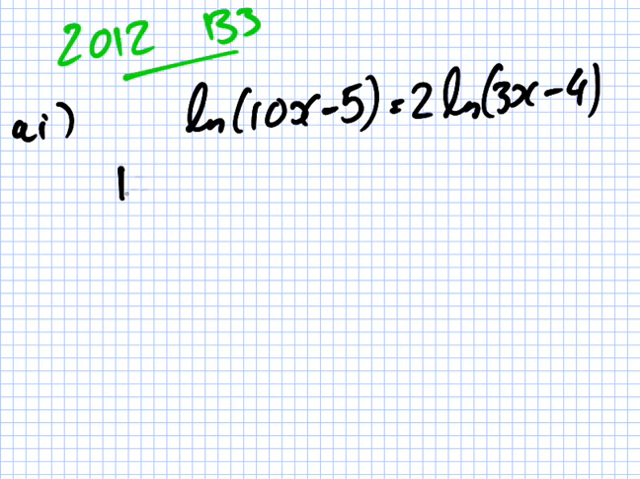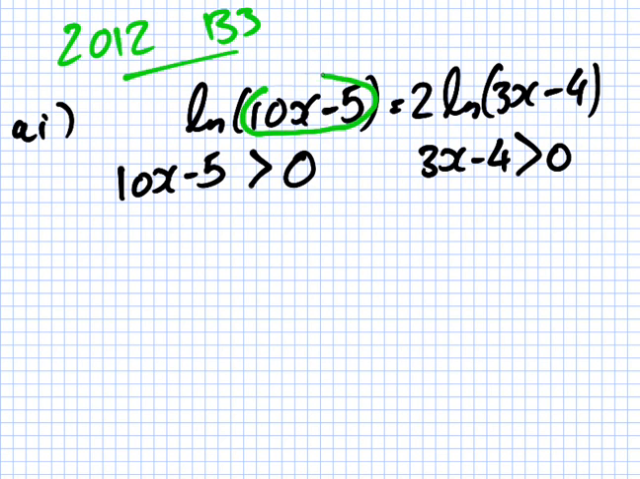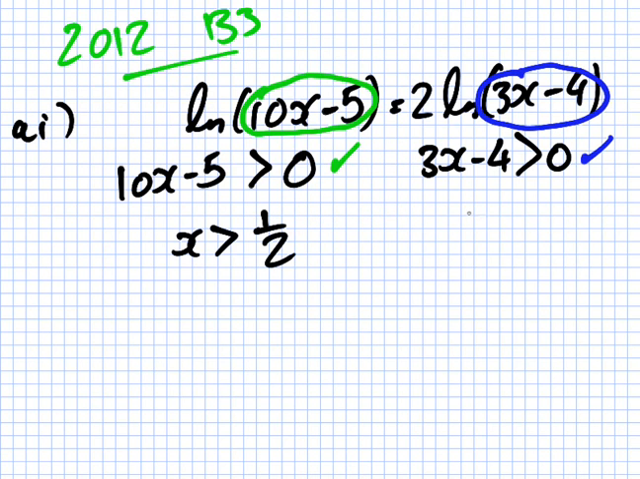So we need 10x - 5 to be more than 0, and we need 3x - 4 to be more than 0, because we can only put positive non-zero numbers into log. So we get x must be more than a half, and x must be more than 4 over 3. Now this is where we stop.